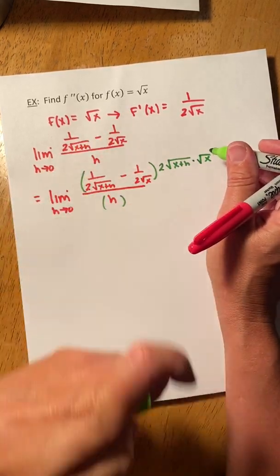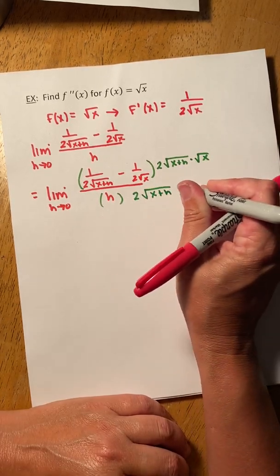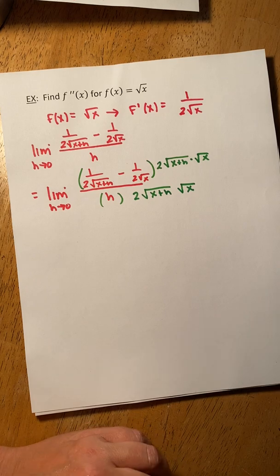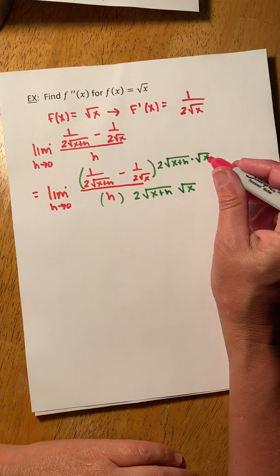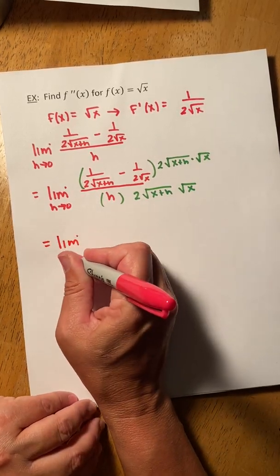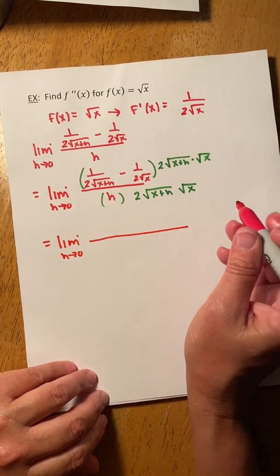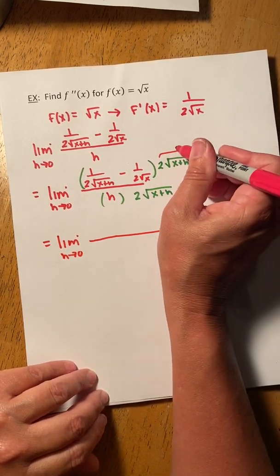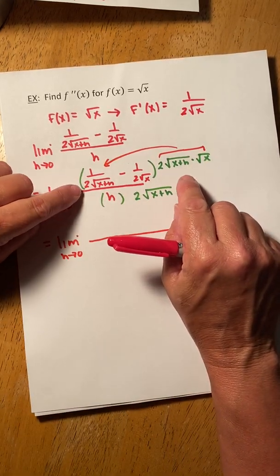So I'm looking for the least common denominator is actually what I'm doing. So I'm going to multiply the top and the bottom by 2 square root of x plus h times the square root of x, and then do the same thing in the denominator. Now don't distribute the denominator, leave it factored. I say that wrong every time. So that times that. 1 over 2 square root of x plus h.